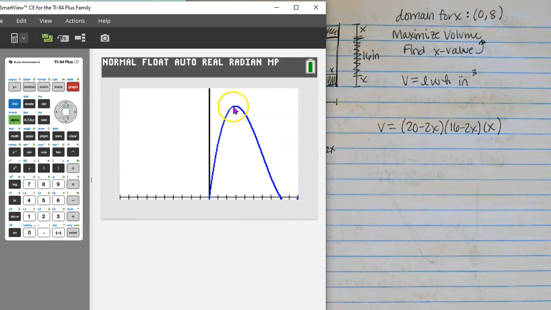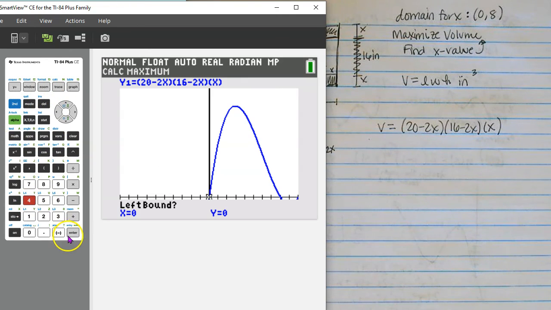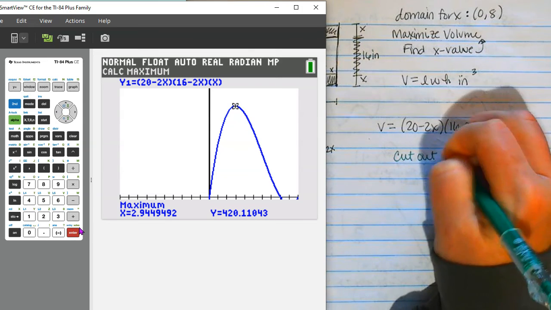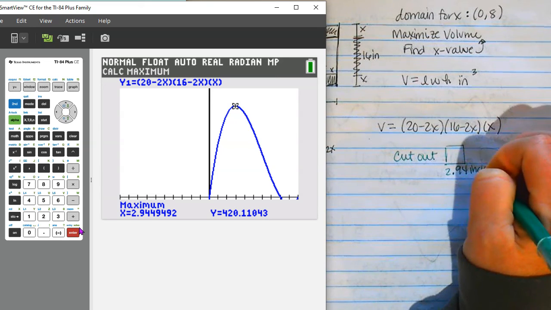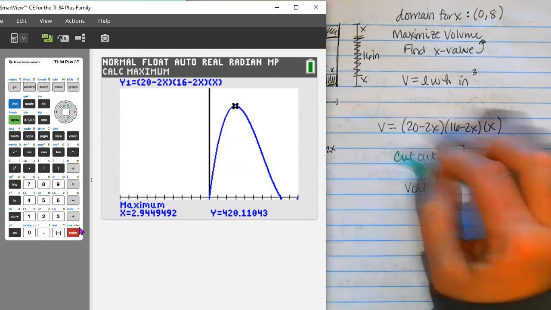Now let's try to find this maximum. Where we find this max is the x value that we need to cut out of our box. So we use second, calculate, maximum. 0 is fine on the left. On the right, I need to be somewhere like 8. And it's going to find the max in between. So the maximum x value, the part that I can cut out, needs to be a square that is 2.94 inches from either end.